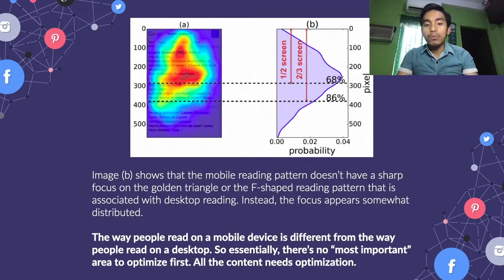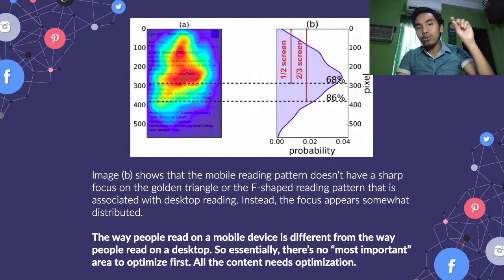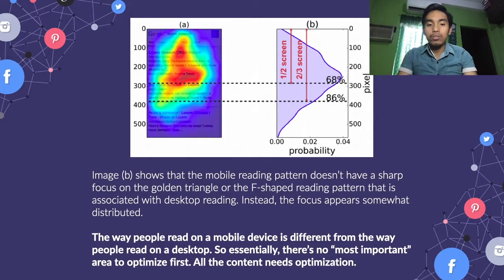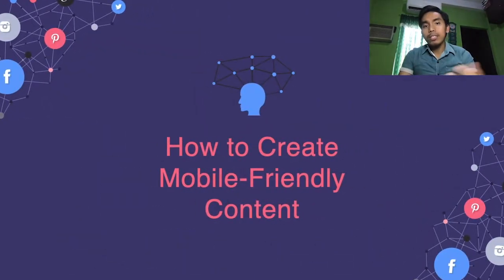So, the way people read on a mobile device is basically different from the way people read when they're using a desktop computer. So, essentially, wala siyang kagaya sa F-shaped reading pattern na ang most important content mo dapat nasa uppermost left. Sa mobile, hindi daw ganun. So, ibig sabihin, ang point nito is to really make all content that is seen on the entire mobile screen optimized, not just the F shape. So, let's go further on what steps you can take to really make your content mobile friendly.